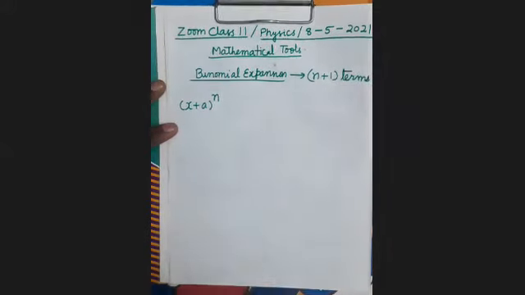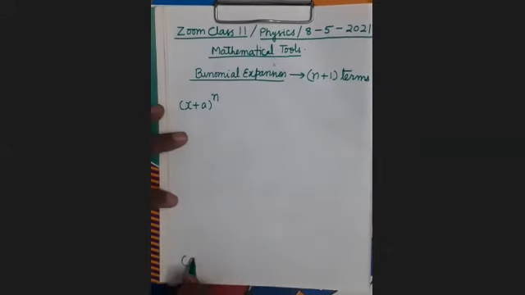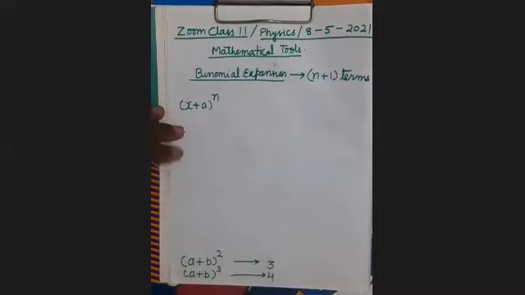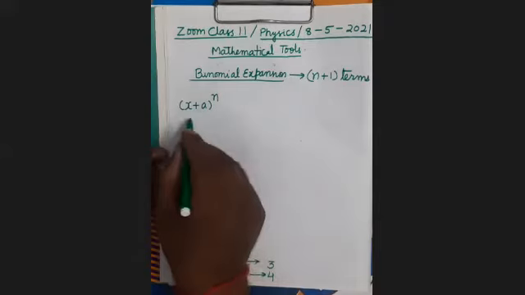As you know, in (a + b)^2, the power is 2, how many terms are there? 3 terms. (a + b)^3, power is 3, how many terms? 4 terms. So here the power is n, the terms will be n + 1. It's clear. Now see here. Now (x + a)^n.